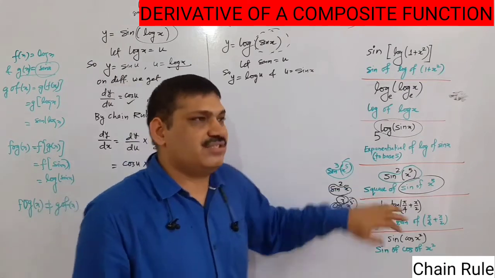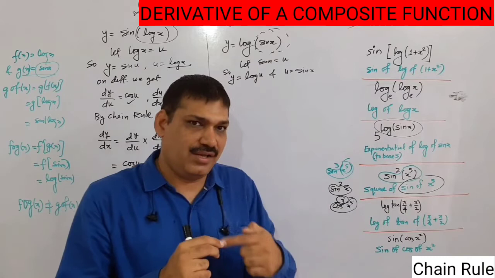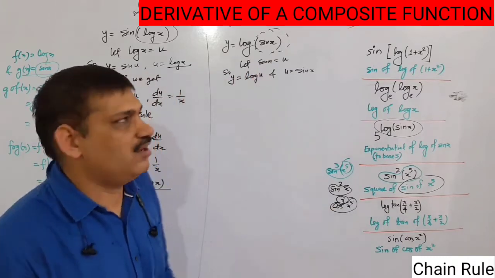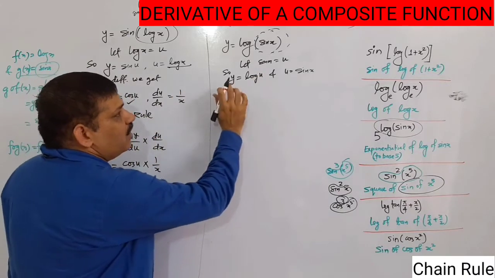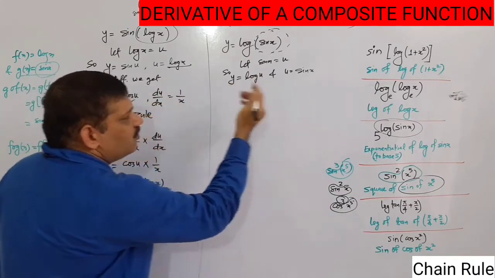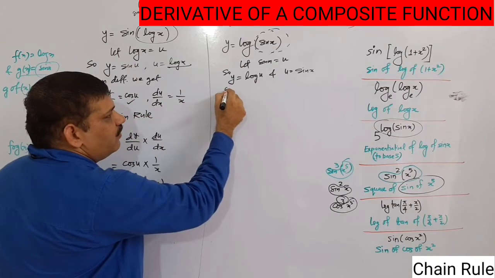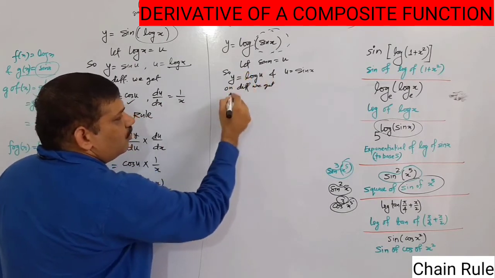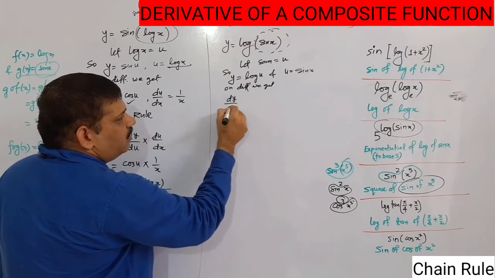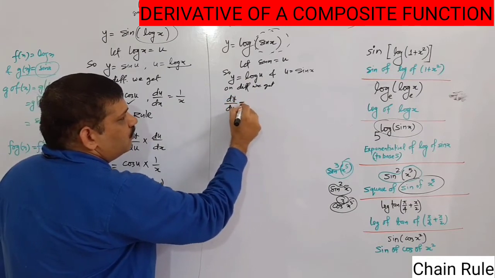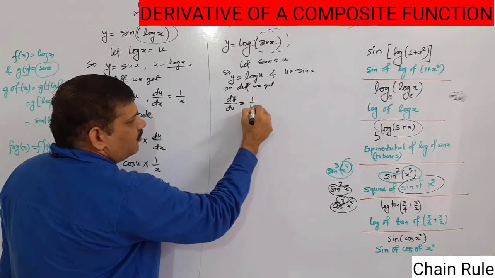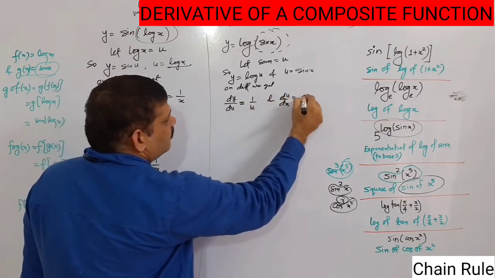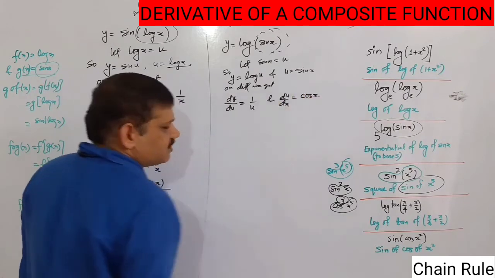Cube of cos of x raised to 5. If you try to find the composition of function, then you can easily find out the derivative. Now y depends on u and u depends on x. So on differentiating, we get dy by du. The derivative of log is 1 upon u. And du by dx, the derivative of sine x is simply cos x.